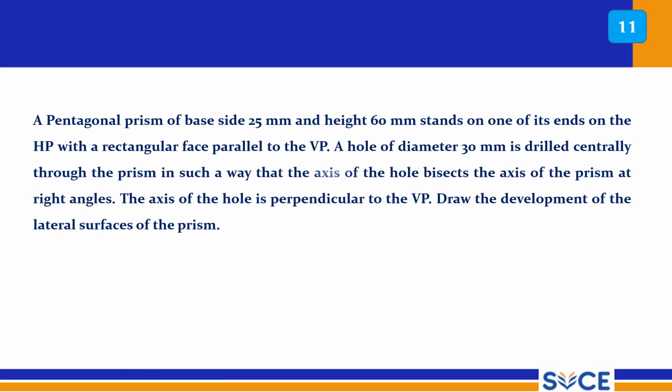So problem number 11: a pentagonal prism of base side 25 mm and height 60 mm stands on one of its ends on the HP with a rectangular face parallel to the VP. A hole of diameter 30 mm is drilled centrally through the prism in such a way that the axis of the hole bisects the axis of the prism at right angles. So it is a hole problem, not a cutting plane problem, but again a very simple problem. The axis of the hole is perpendicular to VP. Draw the development of lateral surface of the prism.